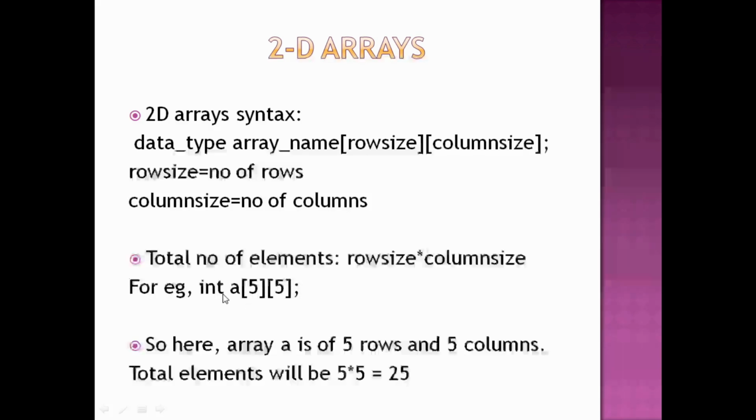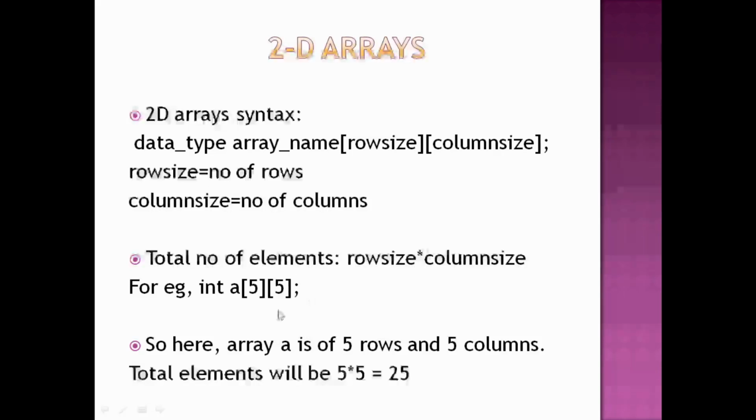So suppose the integer array is declared like this, 2D array a[5][5]. So how many elements are there? We can easily calculate by simply multiplying both the dimensions. So row size multiplied by column size will give you the number of elements. The number of elements is what? 25.